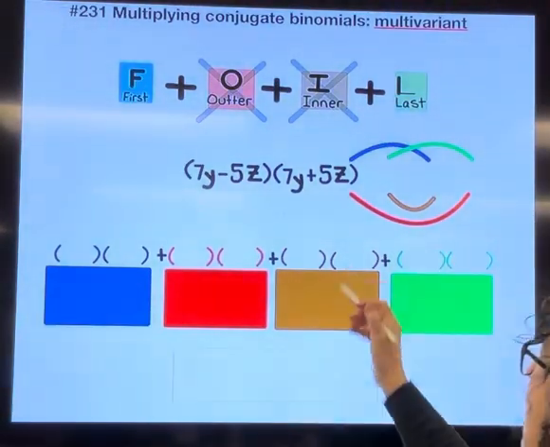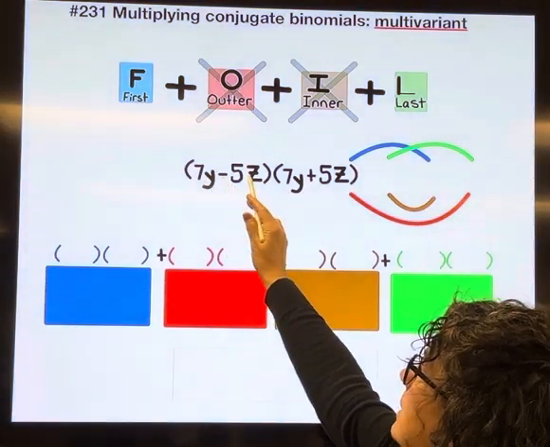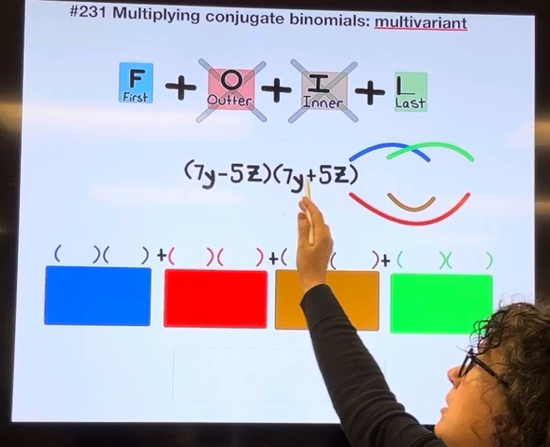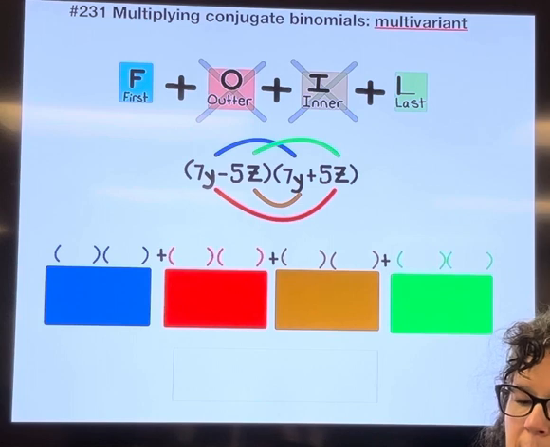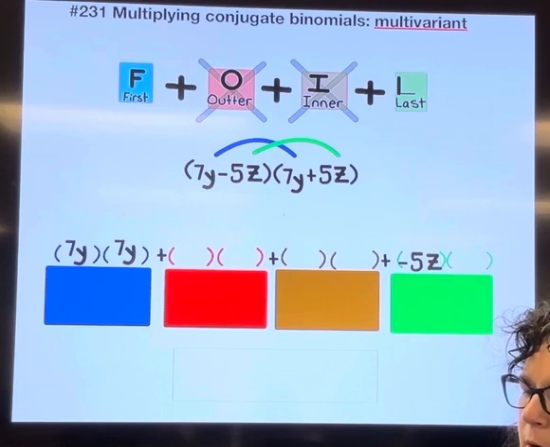Okay, so here I notice that we have 7y minus 5z and a 7y plus 5z. They're exactly the same except for in the middle, one's minus and one's plus. So in FOIL, I can skip the outer and the inner. All I need to do is the first times the first and the last times the last. So I'm gonna grab the 7y, that's my first, my other 7y first, and then last times last is -5z times +5z.